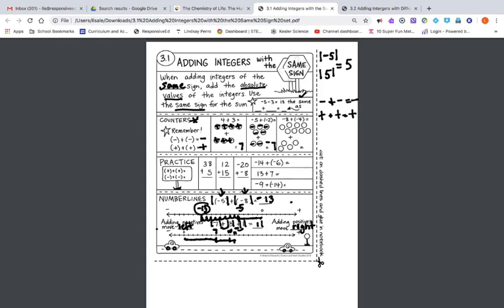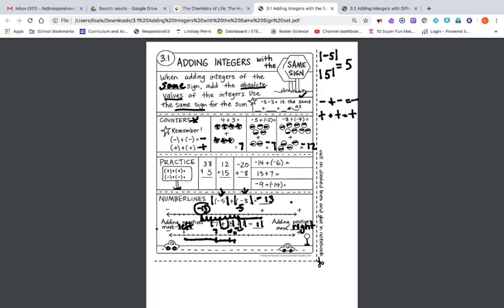Here I have negative 8, so 1, 2, 3, 4, 5, 6, 7, 8, and I'm adding an additional negative 4. So altogether, I'm going to have 12. Go back, look at my sign, it's negative, so I add and keep my sign.